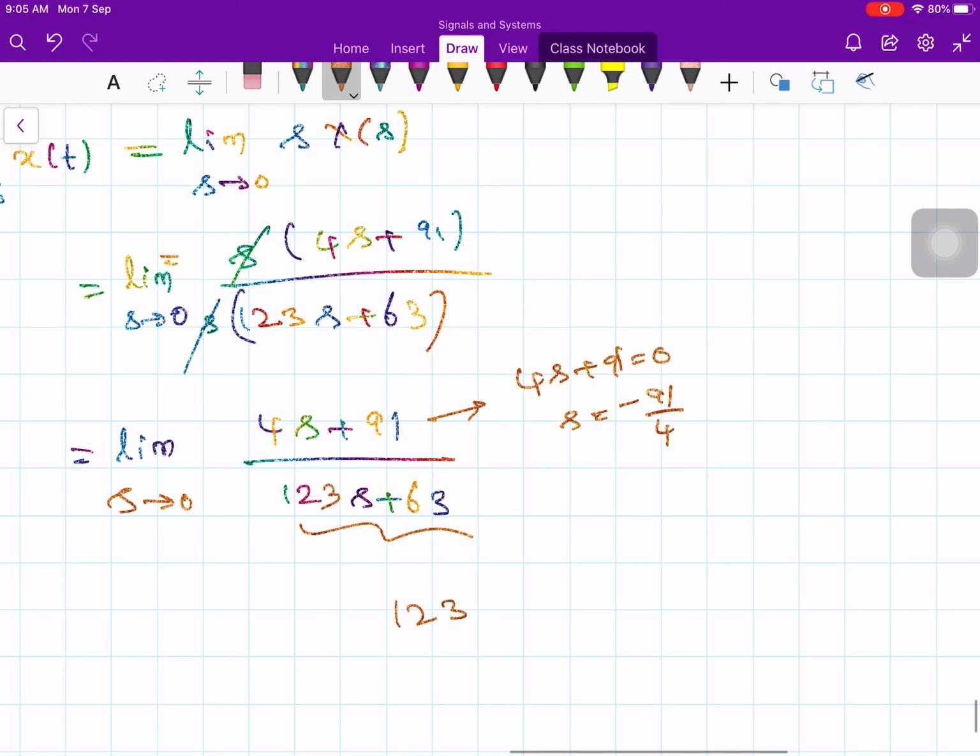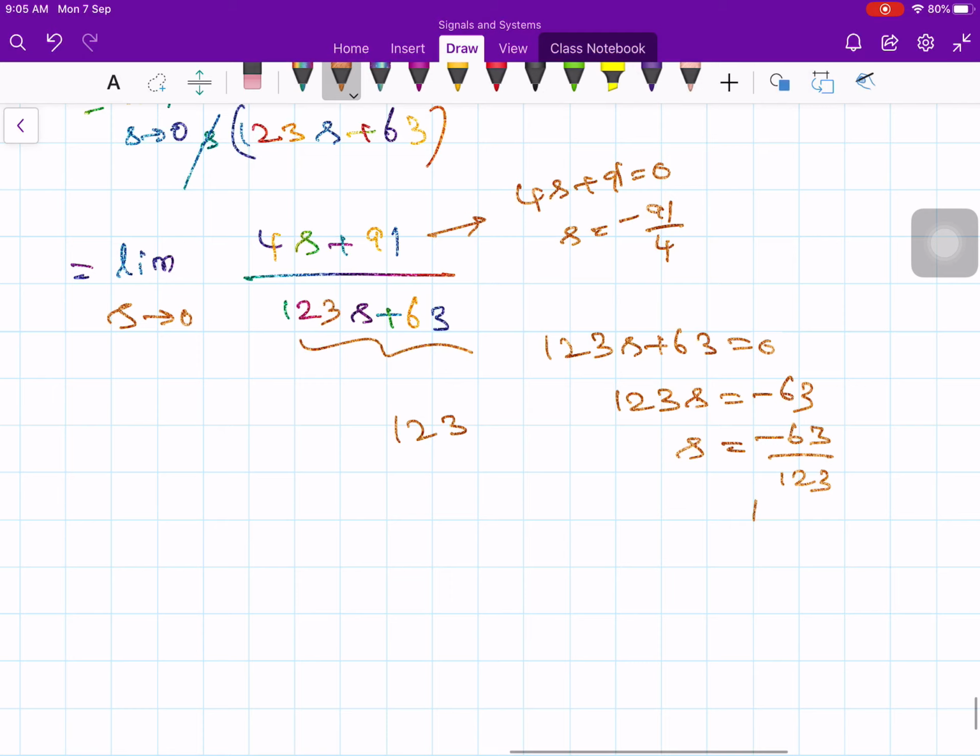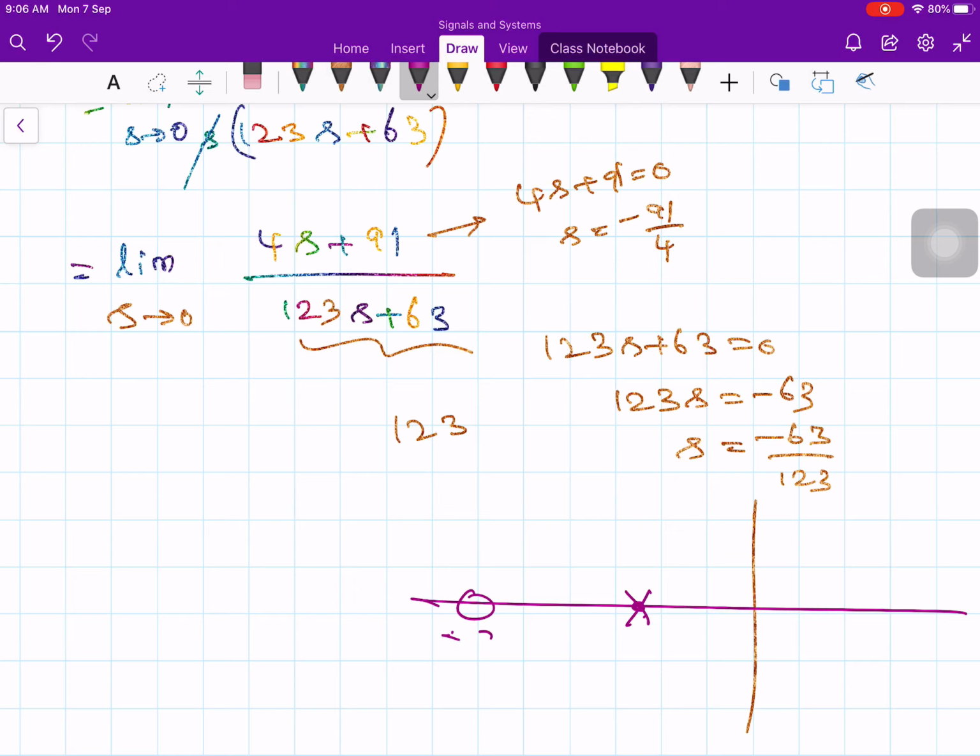s plus 63 equals 0, therefore 123 s equals minus 63, s equals minus 63 by 123. So both are lying in the left half of the s plane. Minus 63 by 123 is roughly minus 0.5, and this is the pole location. Then 91 by 4 is roughly 18 or 20, so it will be somewhere else. So this is minus 91 by 4, minus 63 by 123.